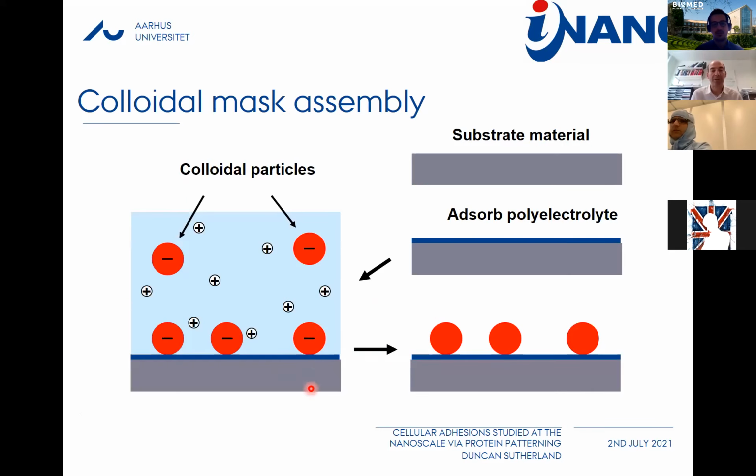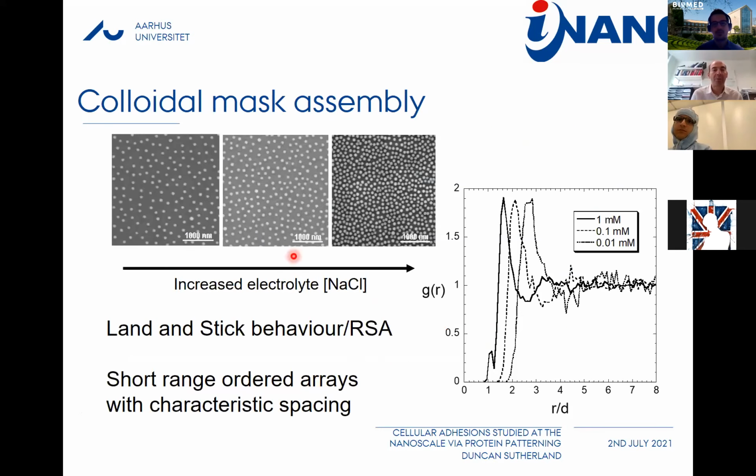So we stick the particles onto the surface. Those particles will arrange themselves on the surface through random sequential adsorption. It's a well understood physical process, and it leads to short range ordered arrays where there's no correlation in position between short distances and far away. But there's a characteristic spacing which we can control through control of the electrostatics. So we have a pattern which has a short range order.